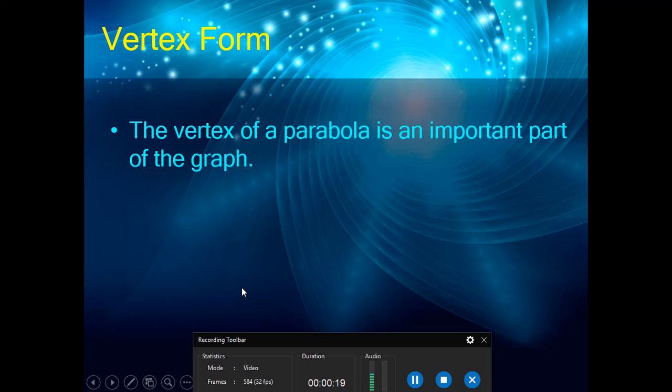In the last 2 lessons, we have been learning to graph quadratic equations, and we've also learned that the vertex is an important part of the graph. The vertex is where the graph will stop and change direction. And we also know that the axis of symmetry will pass right through the vertex.